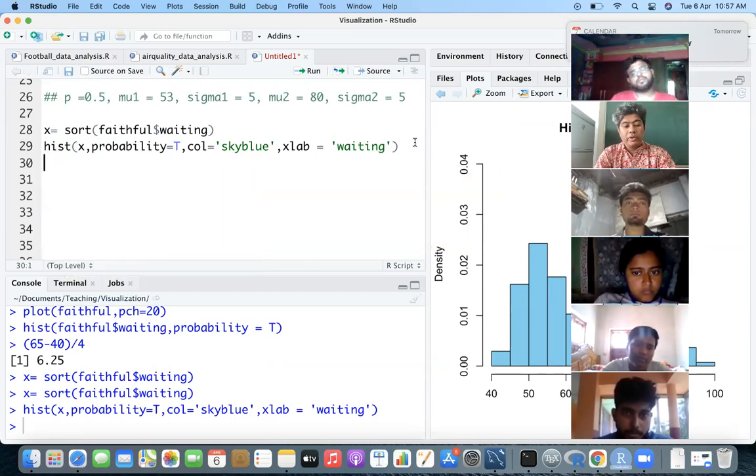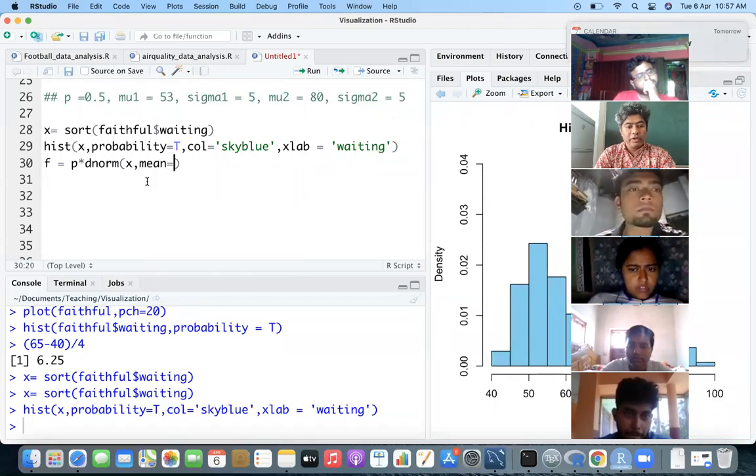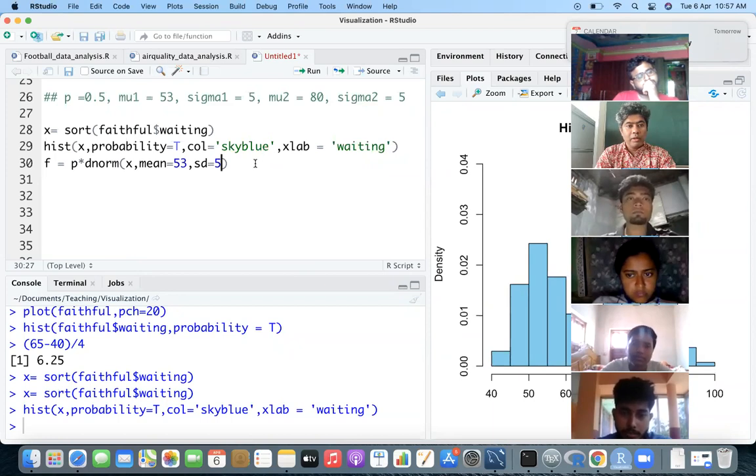First, I will do f equal to p times dnorm(x, mean equal to 53 and sd equal to 5), plus 1 minus p. So there is something in the chat.